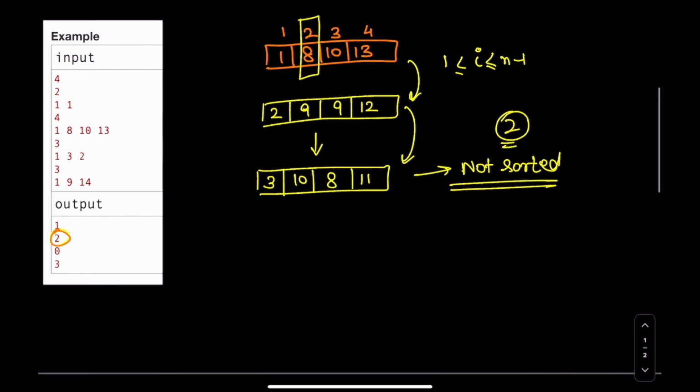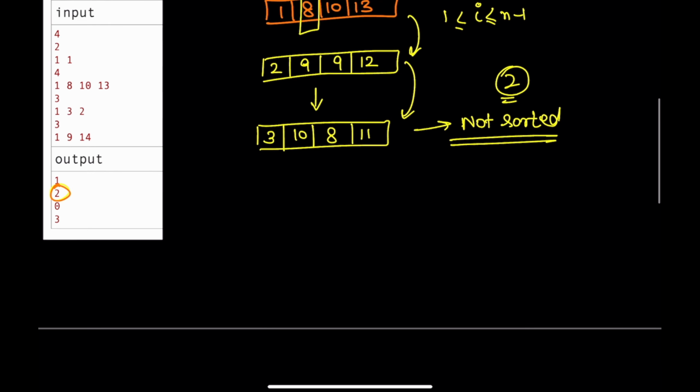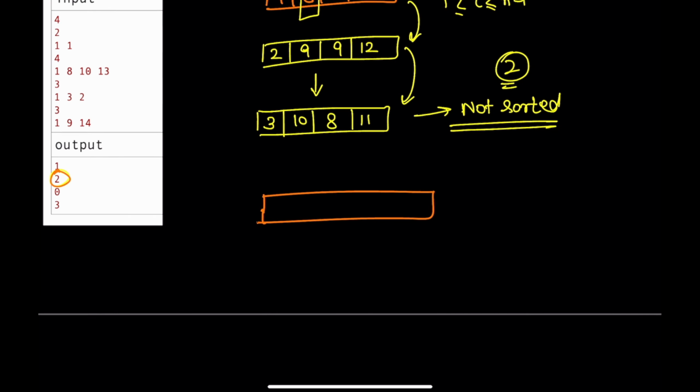So I think you got the dry run. Now let's see how to approach this. Let's take the second example itself: 1, 8, 10 and 13. I want to make the element at this index greater than the next one in order to make the array not sorted. So the previous element should be greater than the next element.